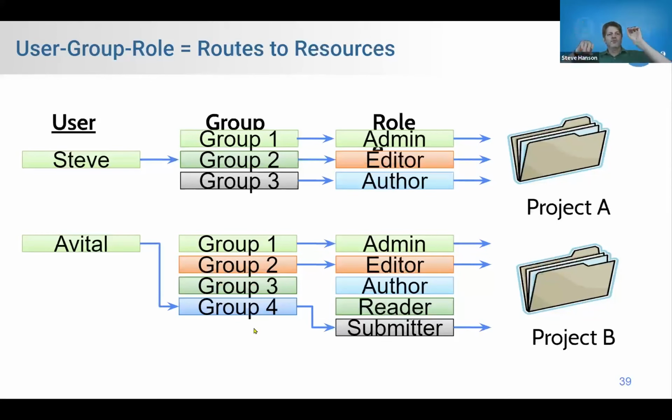So users, groups, and roles create a pathway to a resource. If I'm a user, Steve, and I'm part of group 2, and group 2 has the editor role over project A, what does that mean? To summarize, it means Steve's an editor in project A. And Avital, because she's part of group 4 and group 4 has the submitter role, what does that mean? Avital is a submitter on project B.